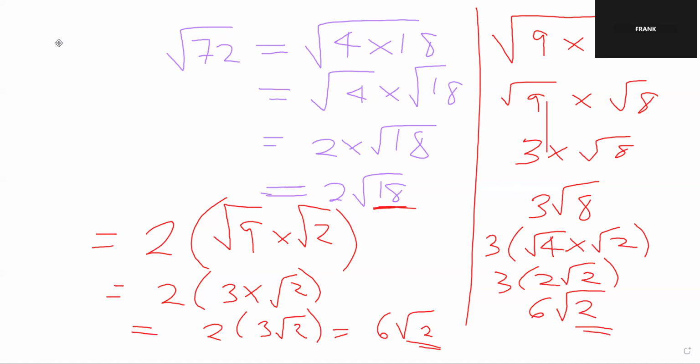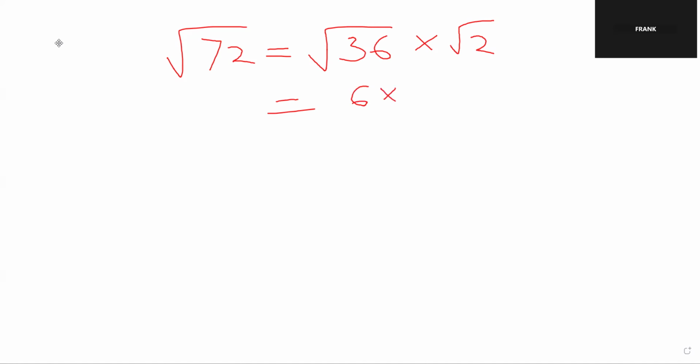The same answer. So someone else can also see 36. If you watch carefully, 36 times 2 is also 72. So root of 72 becomes root 36 times root 2. You can go straight away. So in that case, I'm going to have root of 36 as 6 times root 2. And 6 times root 2 is 6 root 2.